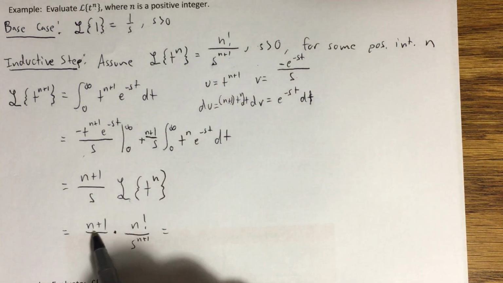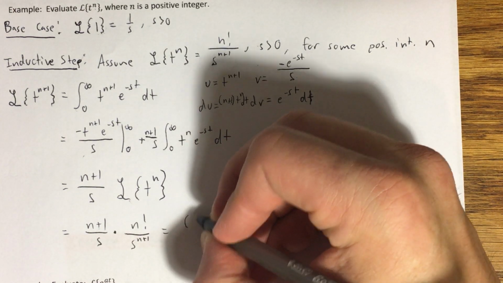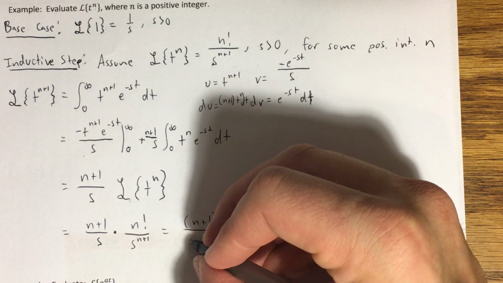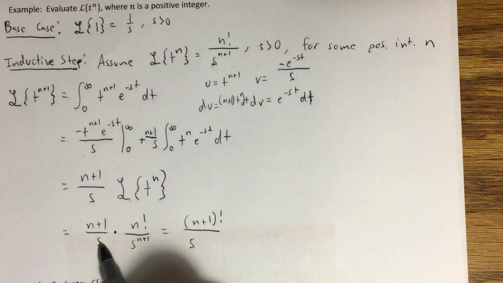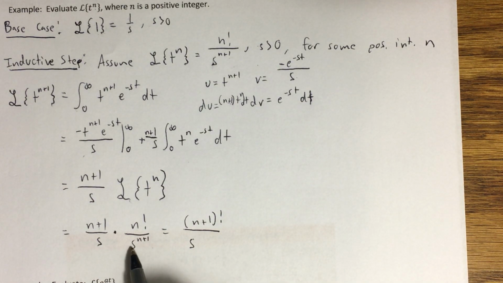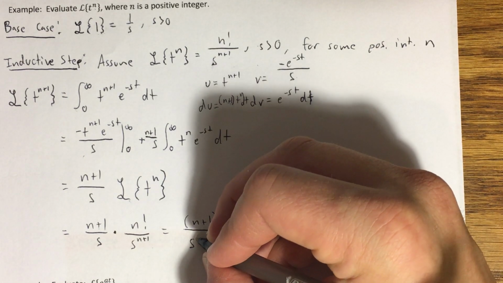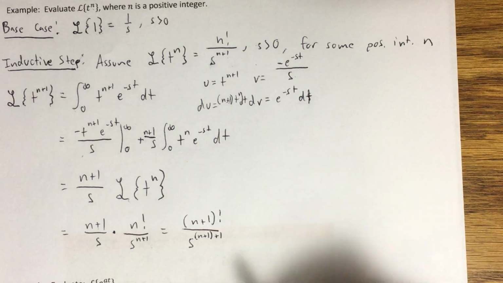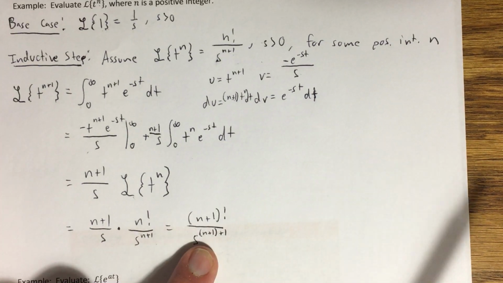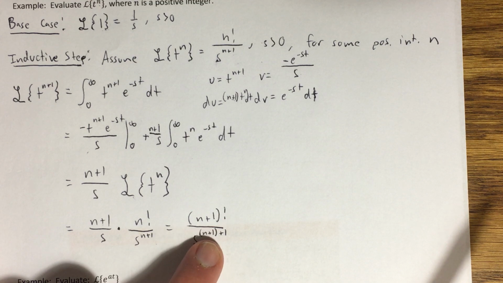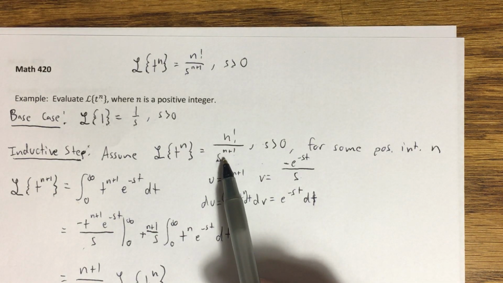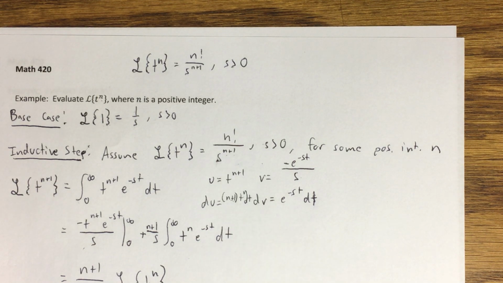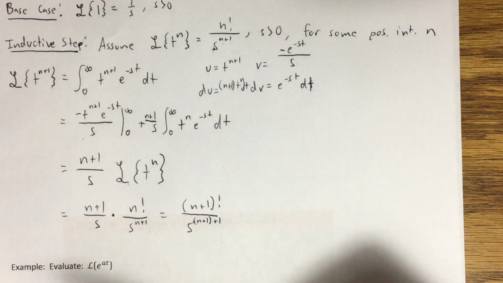And of course, n plus 1 times n factorial is easily seen to be n plus 1 factorial over s to the, now if I multiply this, the natural thing to want to do is to write it as s to the n plus 2 power. I'm going to write it this way though, s to the n plus 1 plus 1. Now if you notice, this is the same thing that I would have gotten by plugging n plus 1 in for that n right there in this formula. And that's what it's supposed to do.